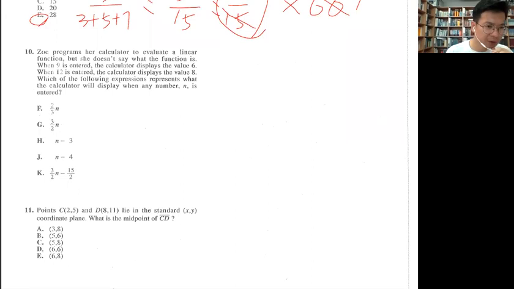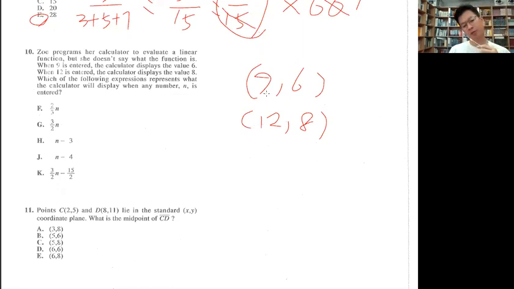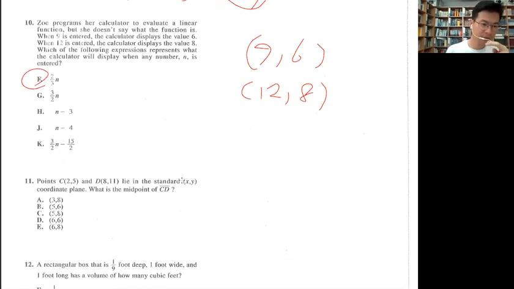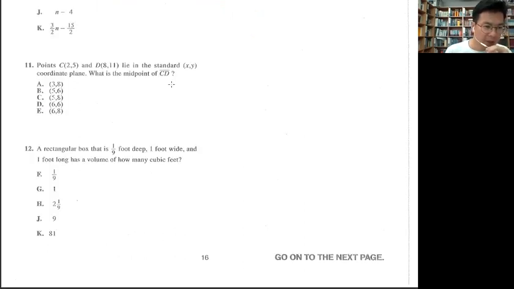So we programmed our calculator to evaluate the linear function. When 9 is entered, the calculator displays 9, 6, 12, 8. And then, so rise over run, rise 2 over 3. Right, so 2 over 3 is the answer. Midpoint, add it up and divide by 2. 10 divided by 2, 5, 6, 8. So let's see.